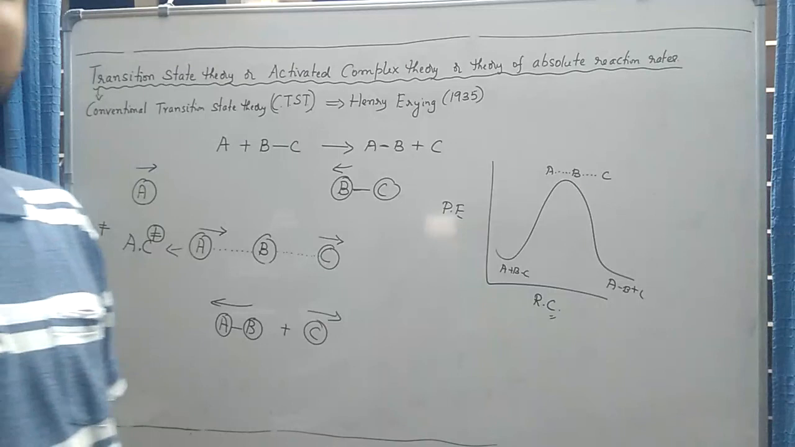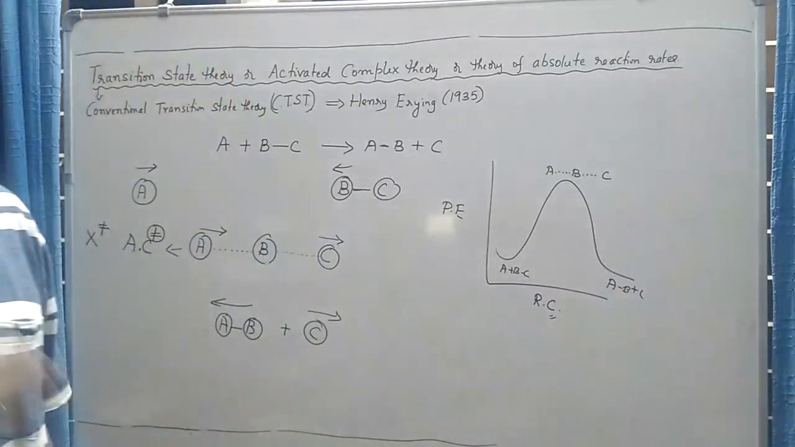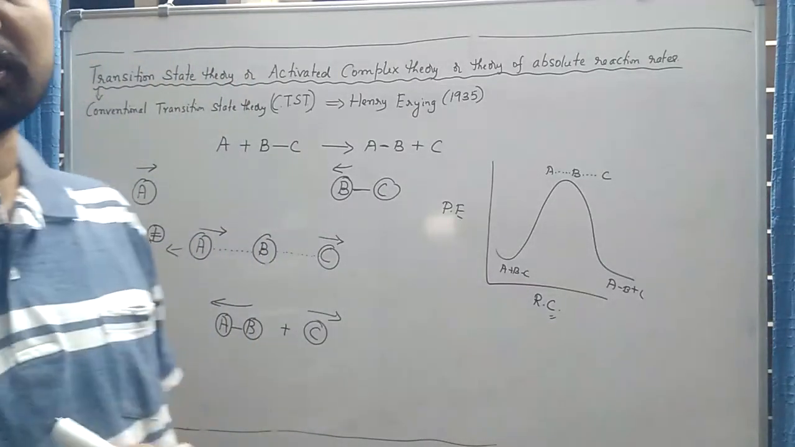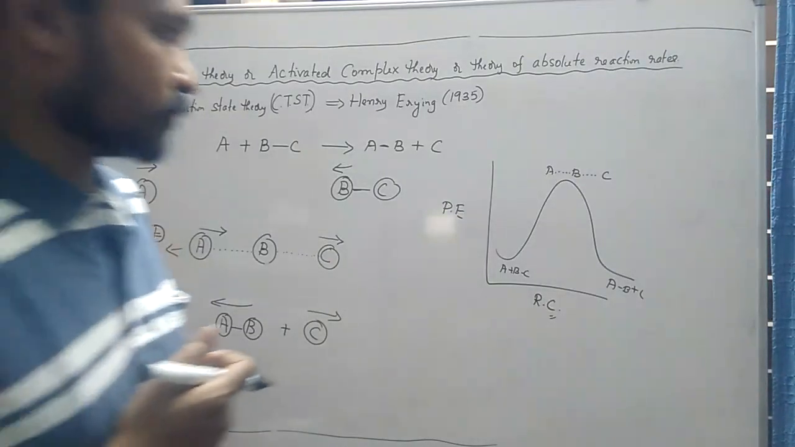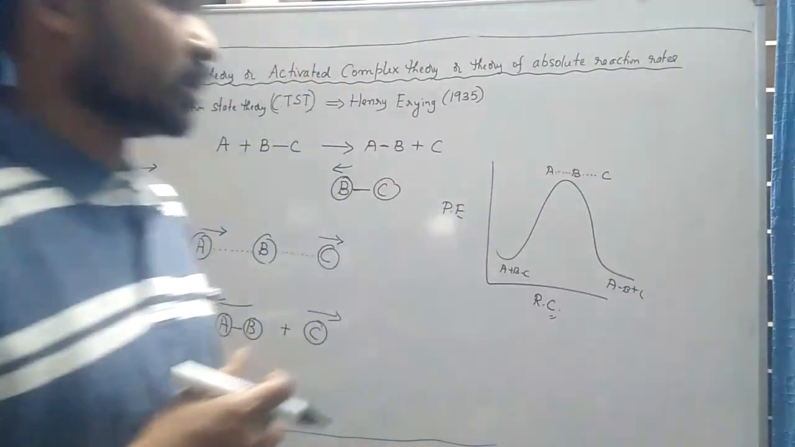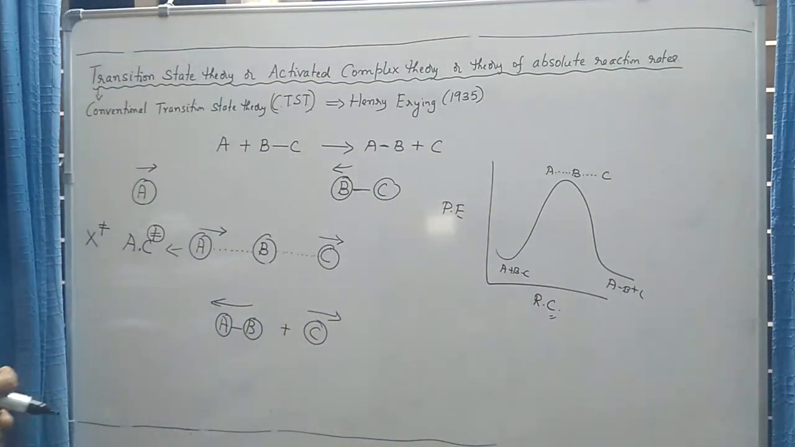Though it is a hypothetical species, it has a very important role in transition state theory to explain the nature of a chemical reaction and the rate of a chemical reaction. So this is the significance of the activated complex or transition state. Now we will try to understand what are the different assumptions or postulates of transition state theory.